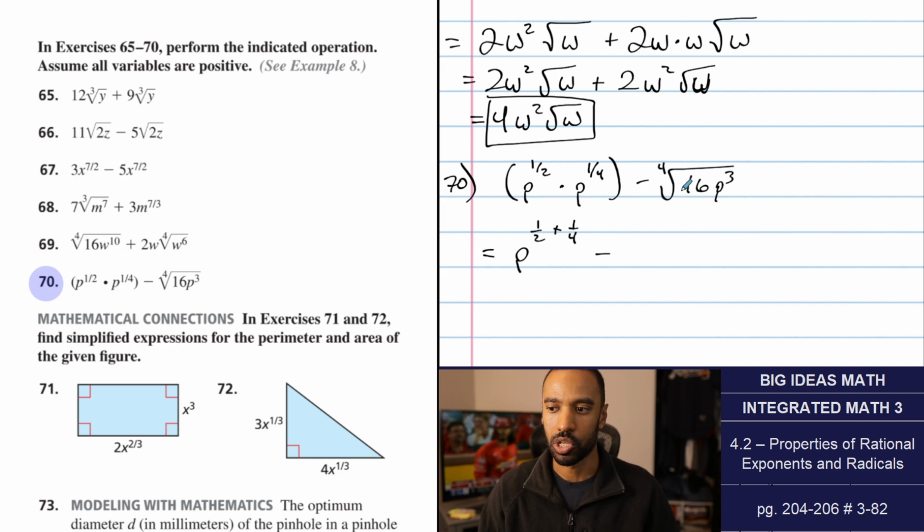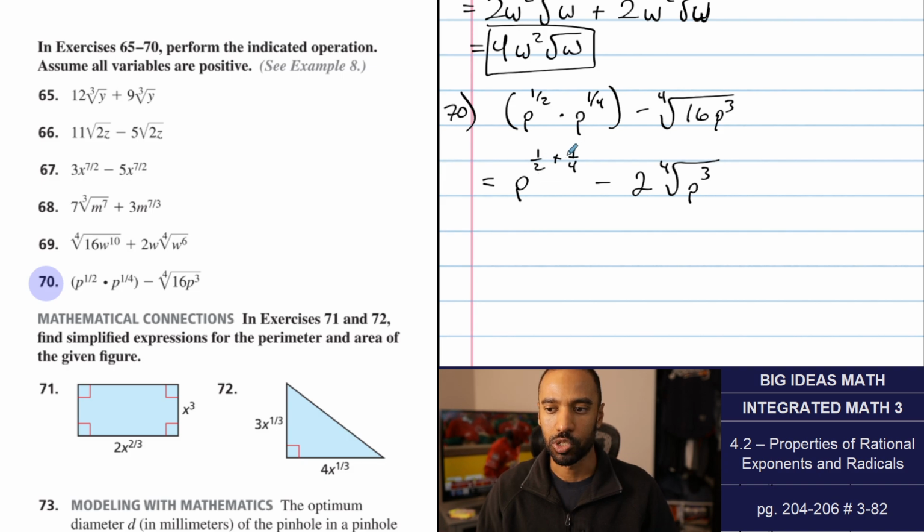In this case here, I want to start working this out and simplifying it. 4th root of 16 is 2. And this stays as the 4th root of p cubed. I can't do anything there. 1/2 plus 1/4. 1/2 is 2/4. So 2/4 plus 1/4 is 3/4. So you get p to the 3/4 here.